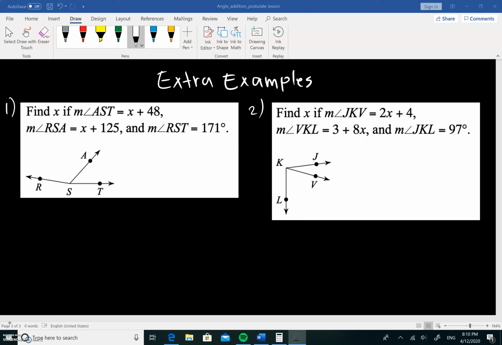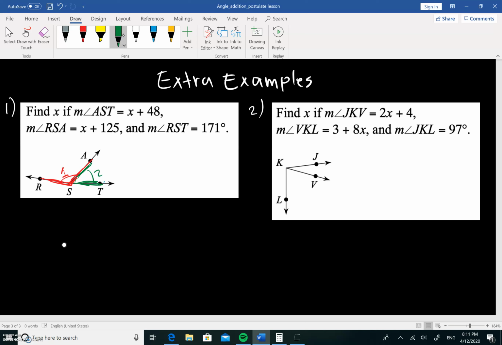So from the diagram, we have, let's use red, ASR, which is this angle. Let's call this one angle 1 because, first of all, it can't be angle 3. Angle 3, like we said before, is the largest angle, the one that covers the two angles on the inside. So that's going to be my angle 1, and then let's call this second one angle 2.